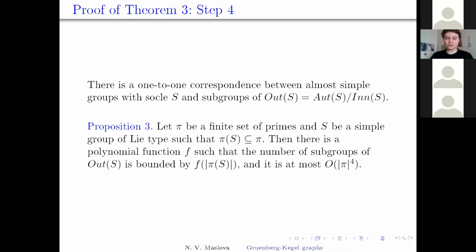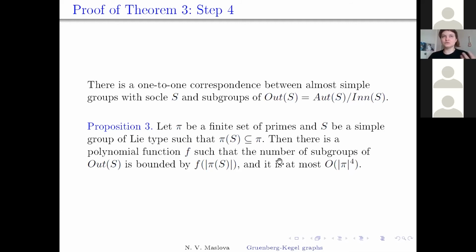First of all, let us mention that there is a one-to-one correspondence between almost simple groups with socle S and subgroups of the group of outer automorphisms of S, which is the factor group of the full automorphism group of S by its inner automorphism group, which is isomorphic to S. And let us prove the proposition that if pi is a finite set of primes and S is a simple group of Lie type, such that the prime spectrum of S is contained in pi, then there is a polynomial function f such that the number of subgroups of outer automorphisms of S has an upper bound in terms of this function, and this function f is at most O of the order of pi to the power 4.